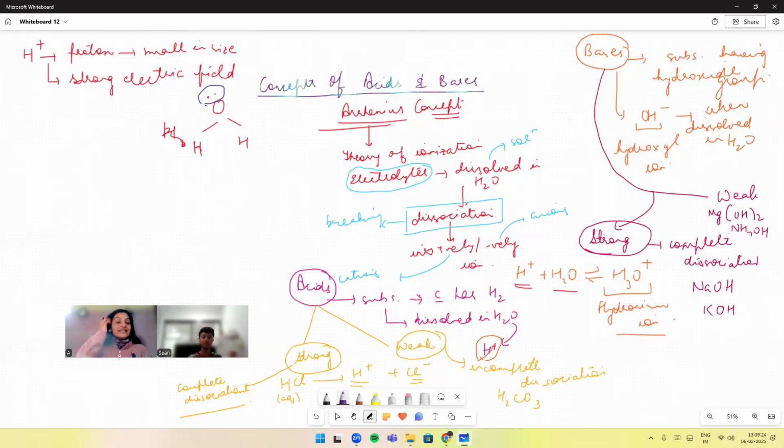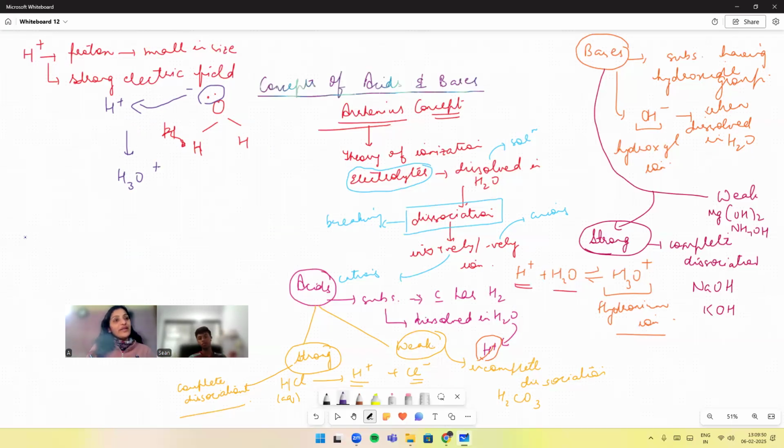So this lone pair of electrons is negatively charged, and I have this proton. What is going to happen? This lone pair of electrons is attracted towards this proton, and this leads to the formation of the hydronium ion. That is how this hydronium ion comes into being. Now the point is clear, right?